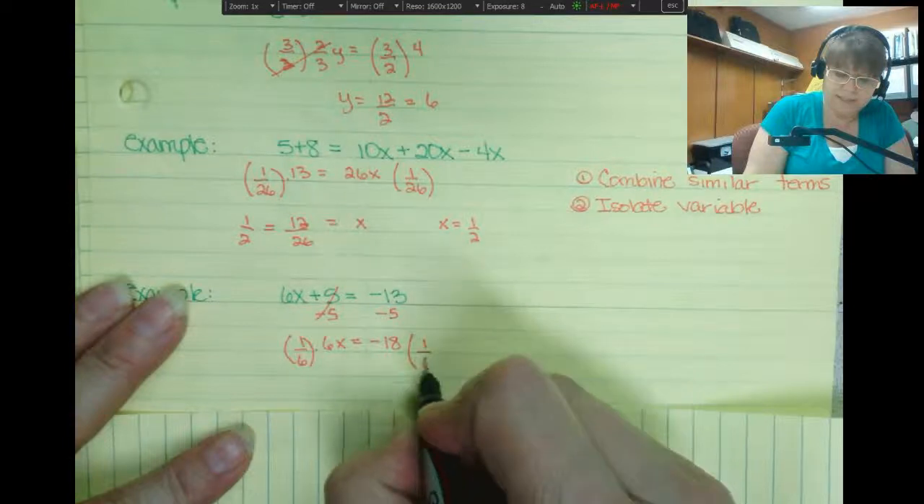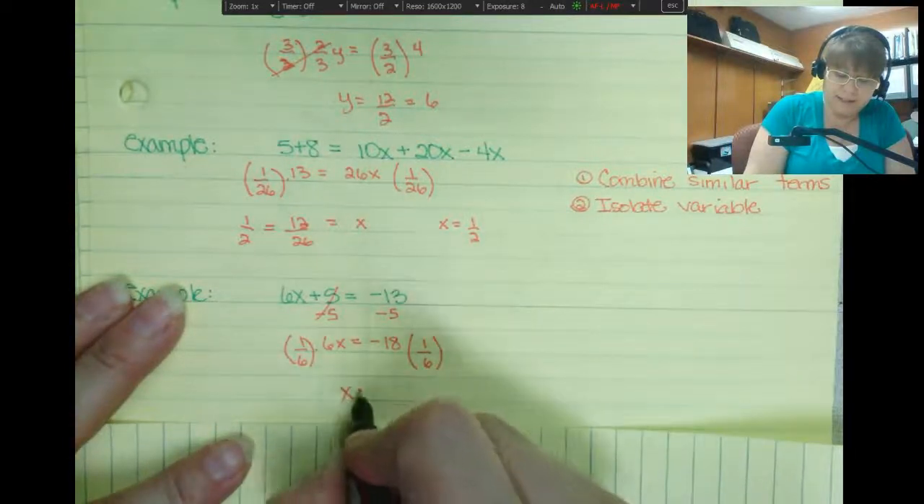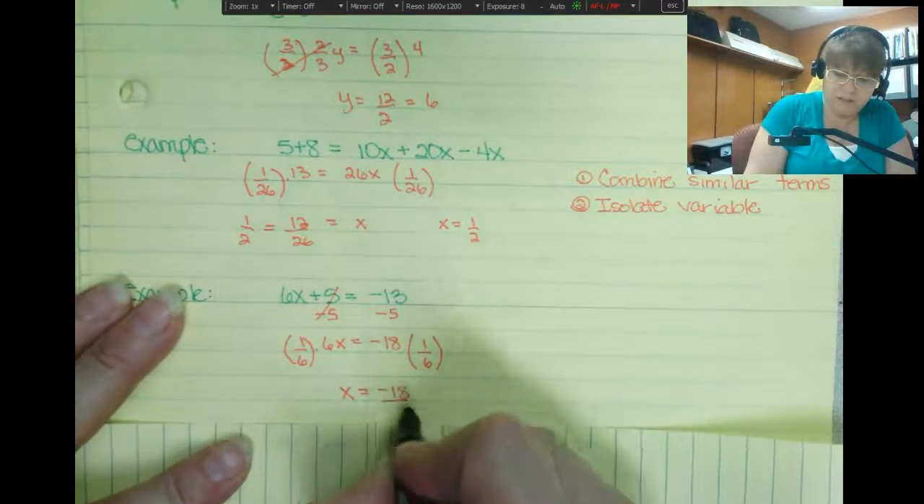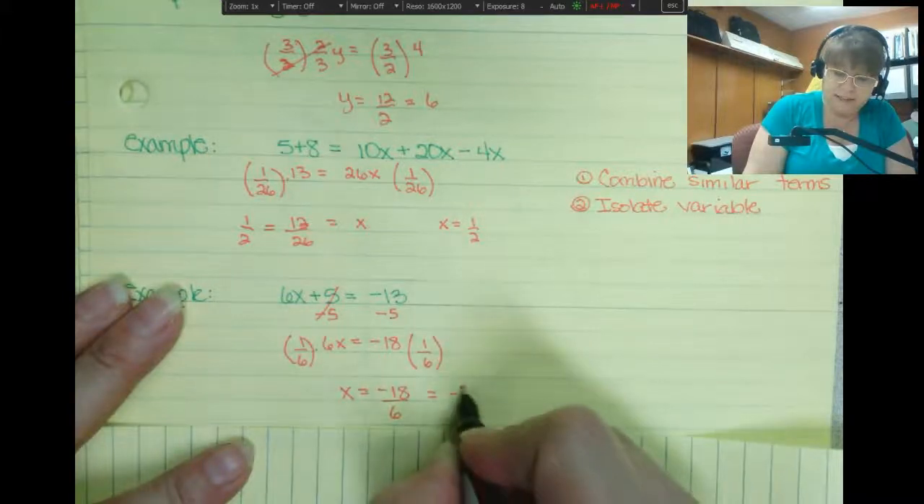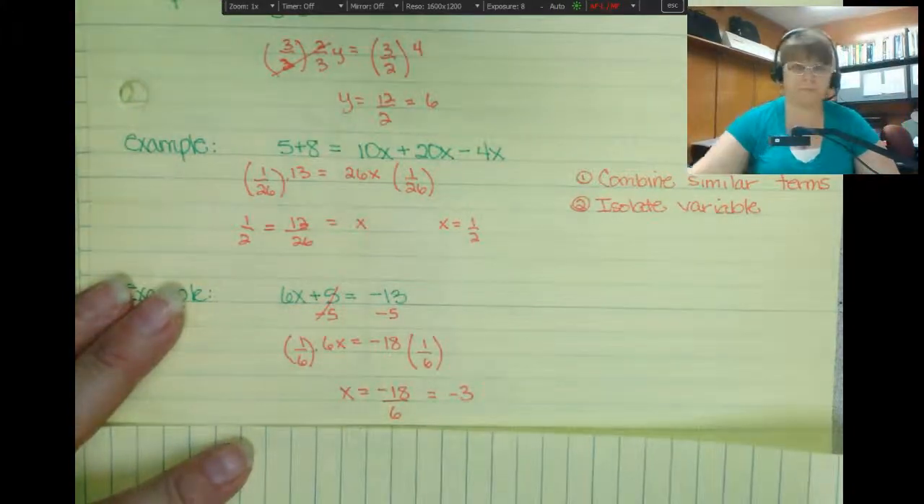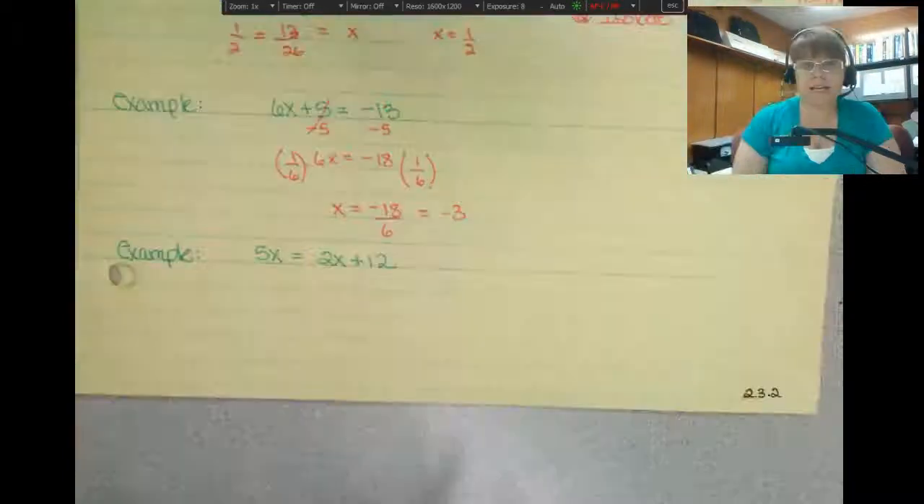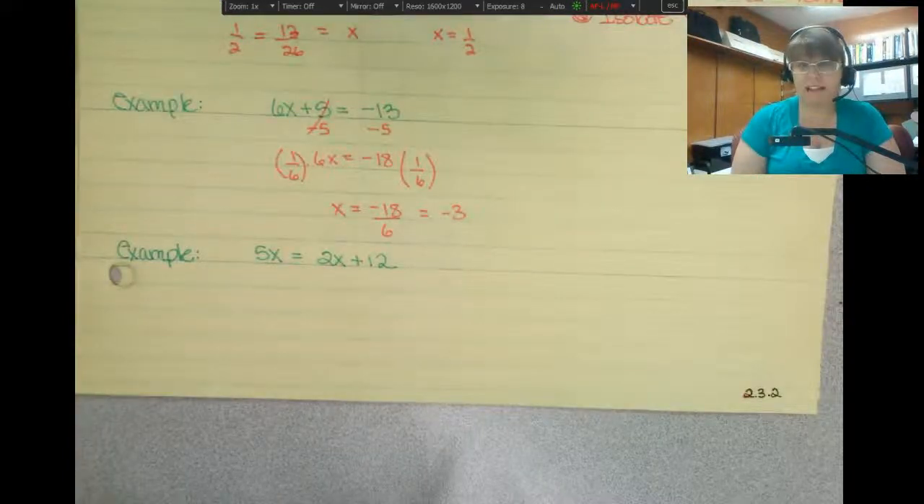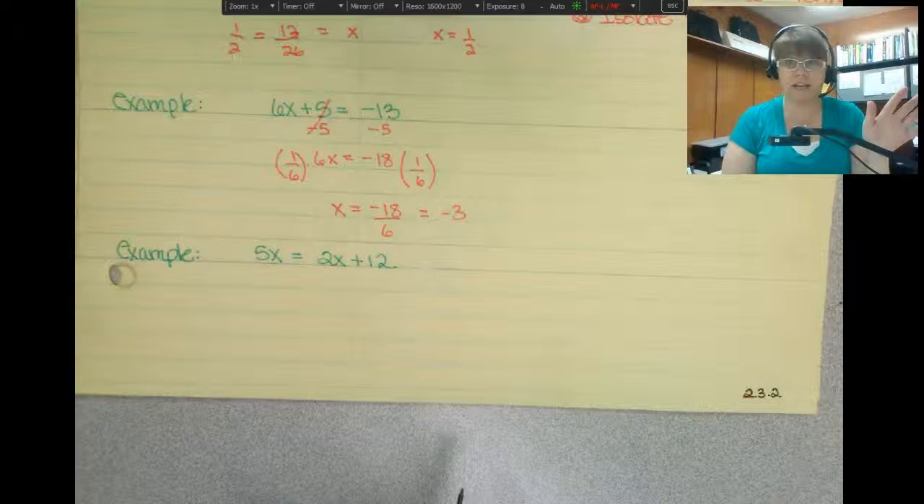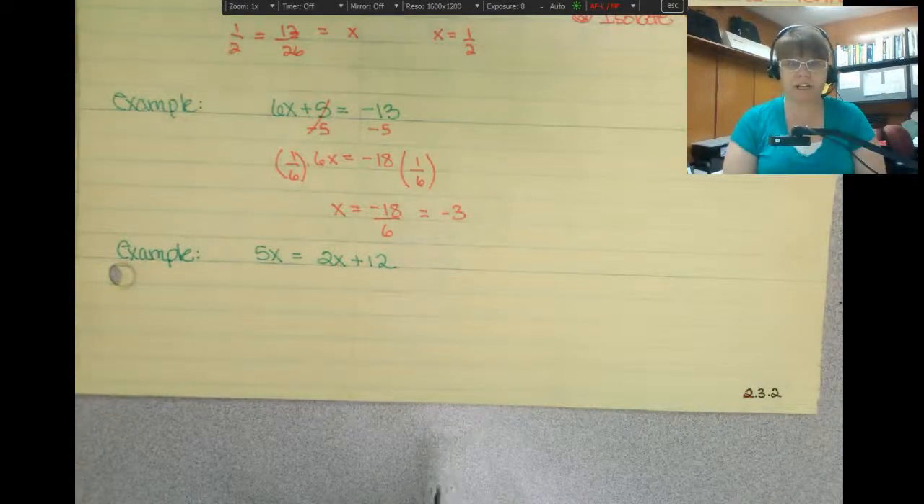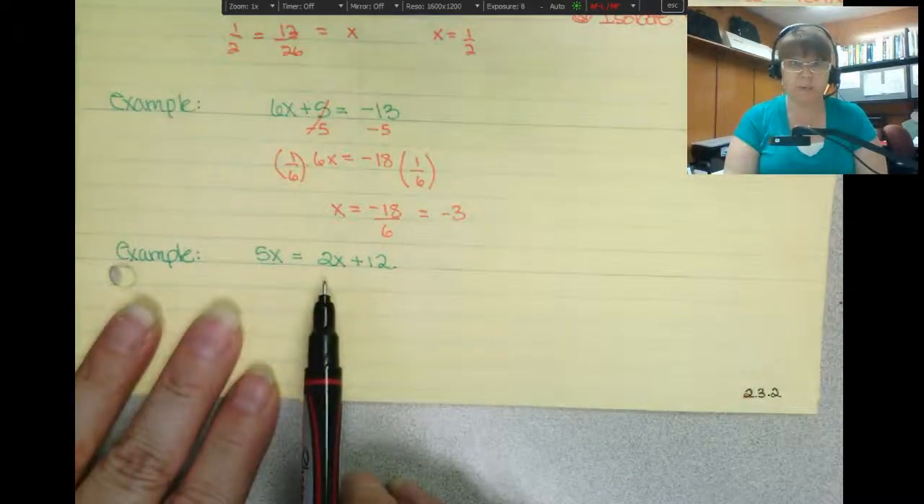Multiply by 1/6. X equals negative 18 over 6, and that's negative 3. Here's an example where I have a variable on one side, the left side of my equation, as well as the right side of the equation.